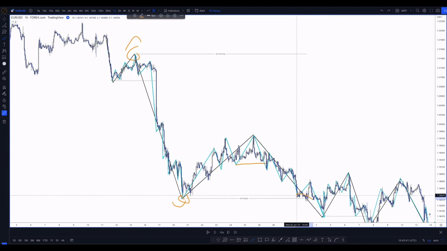Right, rinse and repeat. We break structure, so at any point we're expecting that swing pullback. Wait for the lowest time frame to start shifting bullish, and then wait for it to be bearish. Once it shifts bearish, the swing pullback starts to finish. Okay, so hopefully I haven't lost you with that.